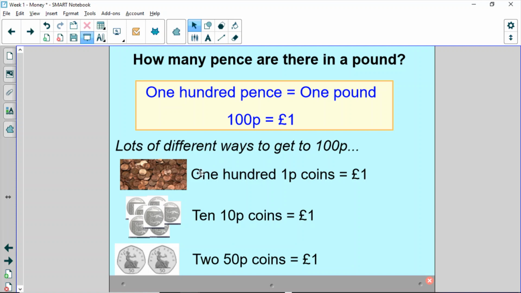These are only three ways. There are lots and lots of different ways, and you can have a mixture of coins. They don't have to be the same way, just as long as you get to 100p, because that makes £1.